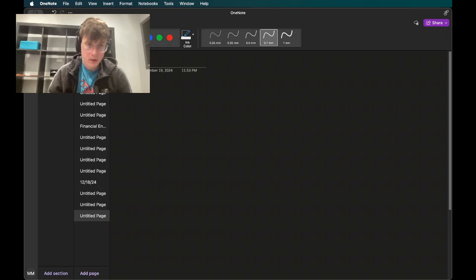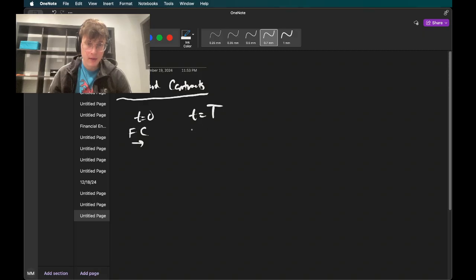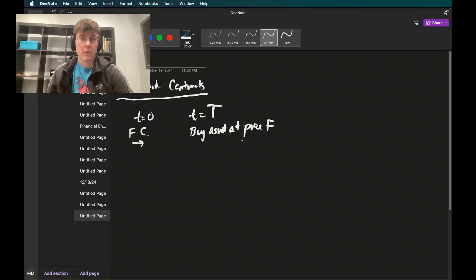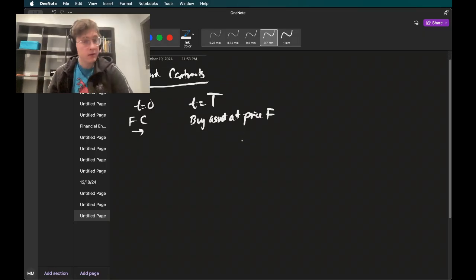Let me write it down. Forward contract. So what is a forward contract? It is an agreement you make. So here you are at t equals 0. You enter into the forward contract. And then at some time in the future, t equals big T, you have to buy an asset at price F.